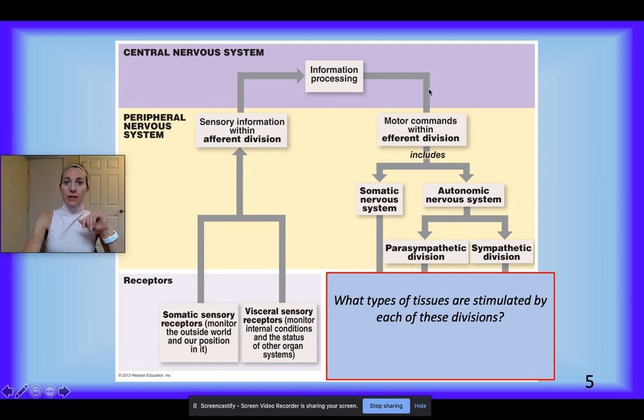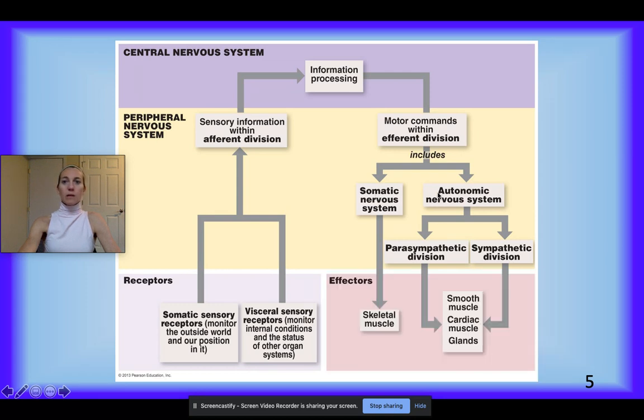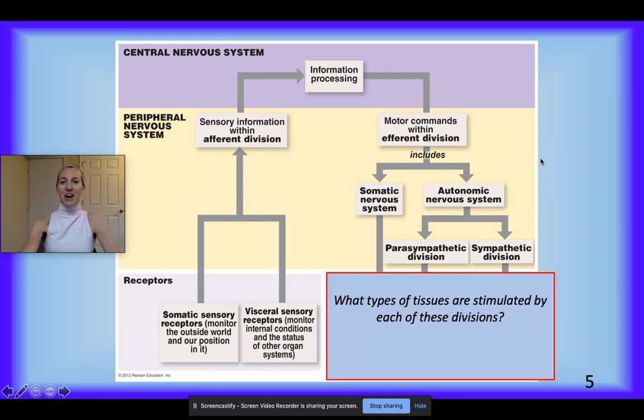So coming down here on the efferent side, I'm layering some more details here. You've got the somatic nervous system. Soma means body. And then you have what we call the autonomic nervous system. Autonomic, you want to think automatic, right? If we don't have any control over the system, we can consider it to be involuntary. In the case of the somatic nervous system, this is going to be voluntary.